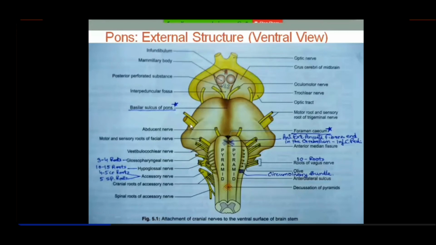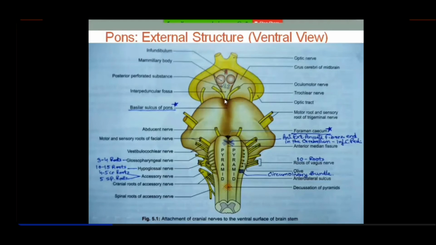Then at the upper portion of the pons, the junction of pons and middle cerebellar peduncle, anterolaterally, there emerges the trigeminal nerve, the largest nerve. Again, remember that it has two components, M for motor, M for medial. So the motor component is medially placed, while the larger, bigger component is the sensory component, which is laterally placed. So these are emerging from the junction of pons and middle cerebellar peduncles.